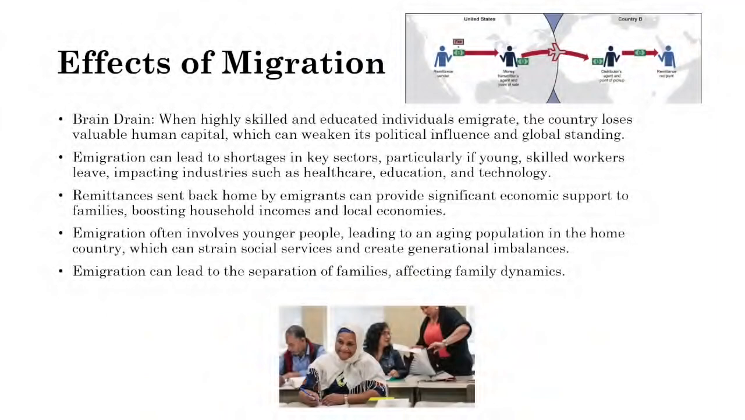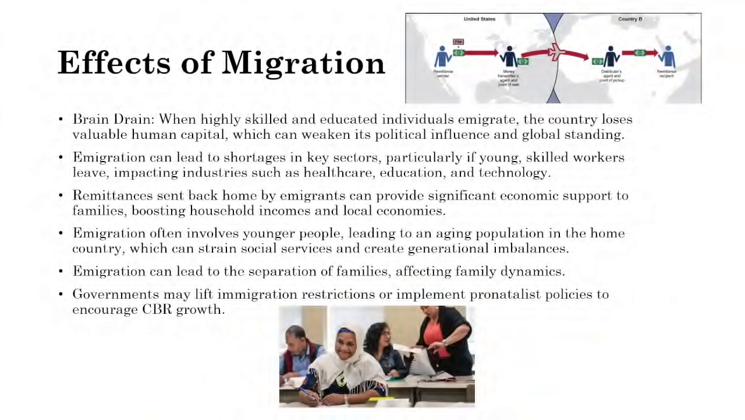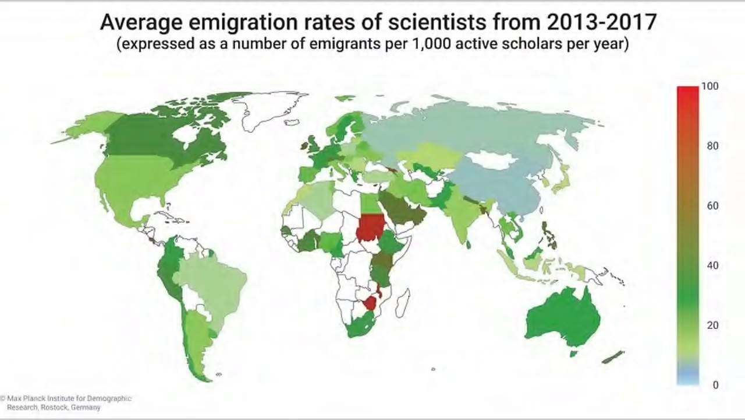Emigration can lead to, of course, separation of families, and that can affect family dynamics. Governments may lift immigration restrictions or implement pro-natalist policies, though, to encourage CBR growth as a result of high amounts of emigration. So this is a map showing average emigration of scientists.